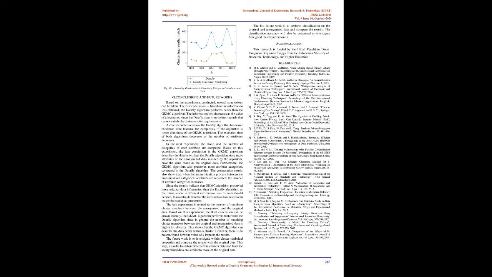The computation results also show that, when the anonymization process between the numerical and categorical attributes are separated, the number of attribute categories increases. Since the results indicate that GKMC algorithm preserved more original data information than the Datafly algorithm, as the future works, a different information loss formula should be used, to investigate whether the information loss results can match the statistical properties. The last experiment is related to the number of matching cluster members between the anonymized and the original data.